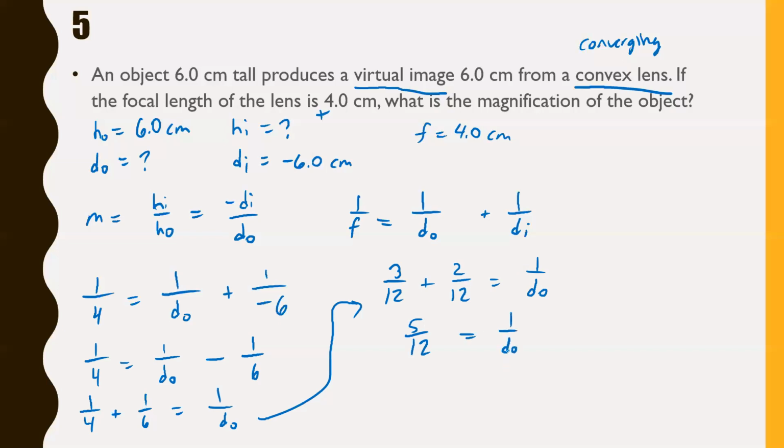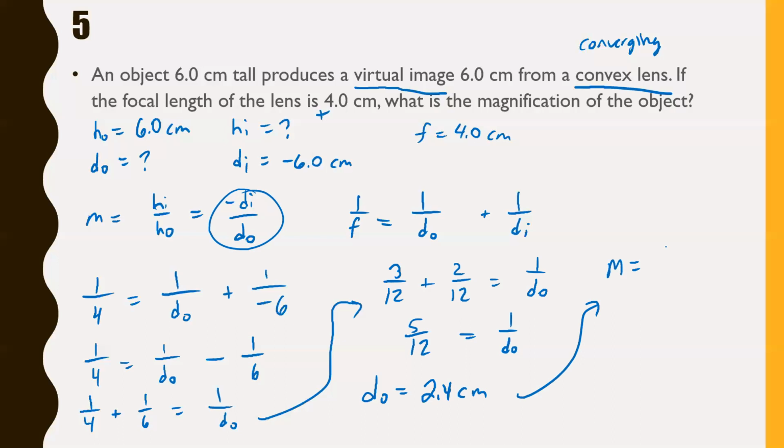If we're going to solve for DO now, we just have to times by DO, times by 12, divide by 5. So kind of like the cross multiply and divide thing. So DO is going to equal positive 2.4 centimeters. And that's not what we're looking for, though. We just need this, so we can use this formula right here. So let's now apply that.